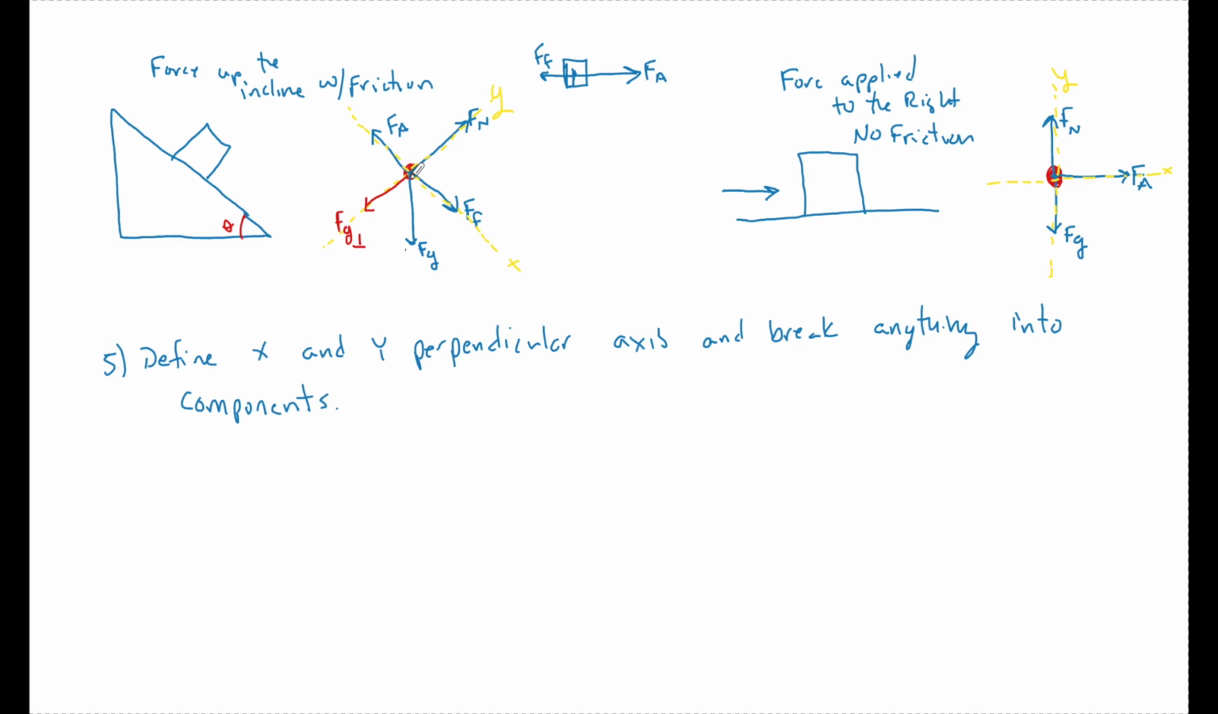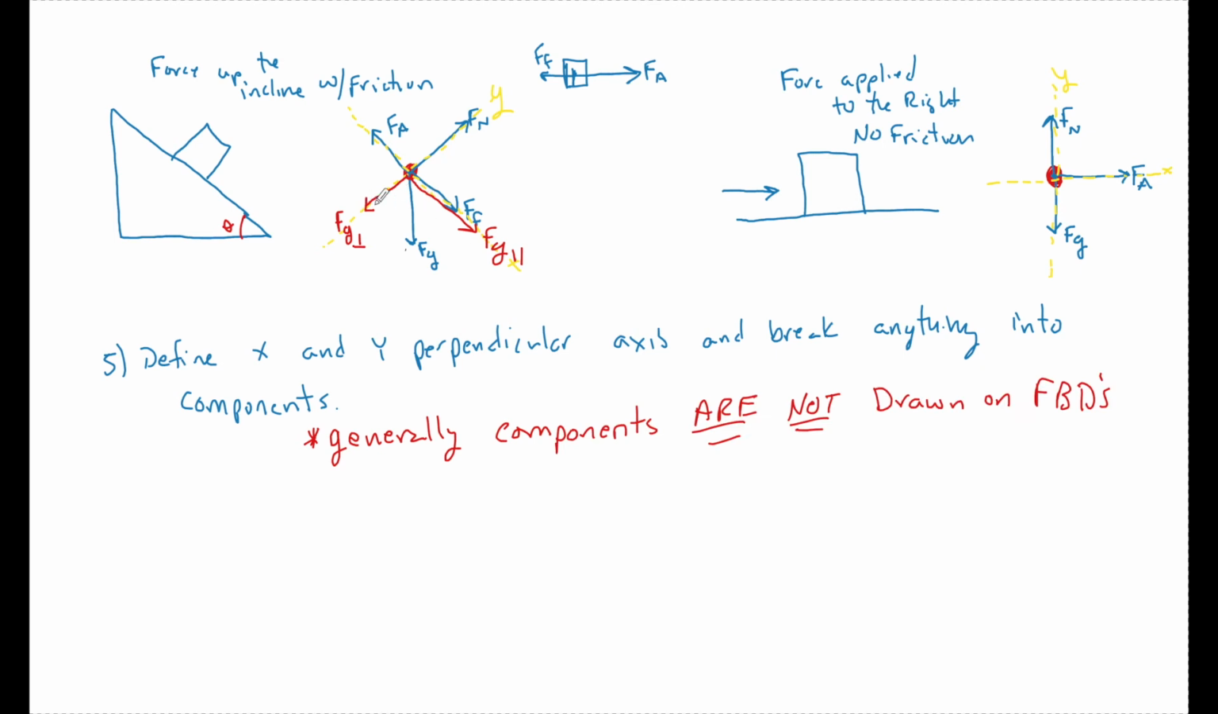Then the other one I'm going to draw is here. That is going to be Fg parallel. Okay, now it's important to note that generally speaking, unless otherwise noted, components are not drawn on free body diagrams. So what I did here would be incorrect. I just wanted to show you where they'd lie. But on the side over here, that's where we'd find the component of weight.